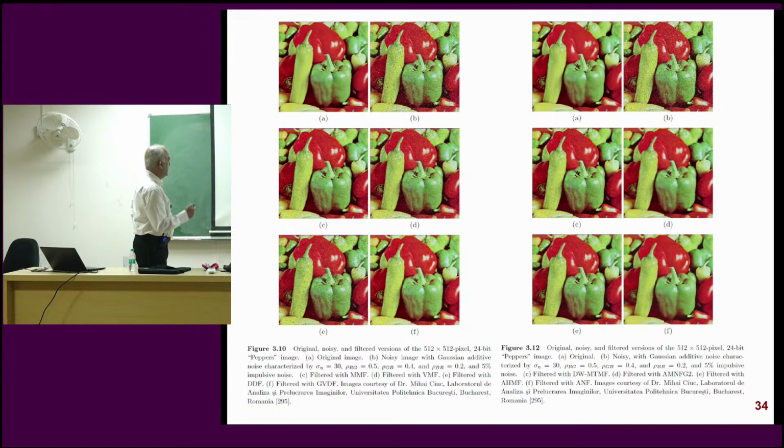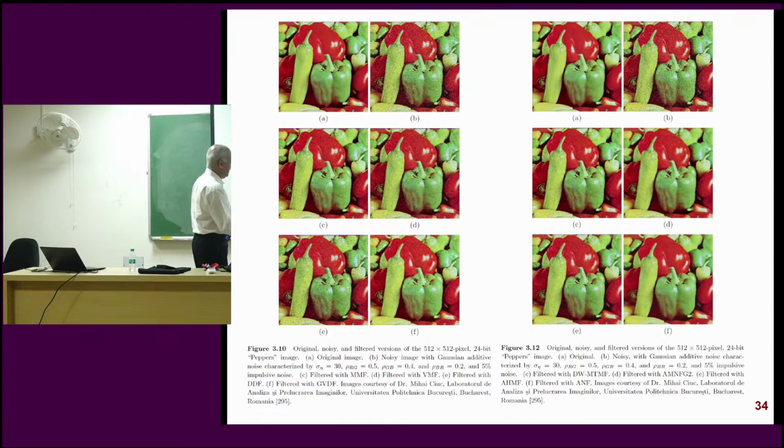We did this with various types of noise. This is with Gaussian additive noise. These two are the same. There are two different images in the book. But this is C, the MMF, the mean filter, and vector median, and distance, DDF, GVDF, and so on. And ours is where? Ours is the last, of course, and this is the adaptive neighborhood filter. So you could compare this.